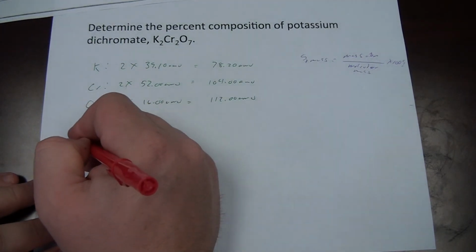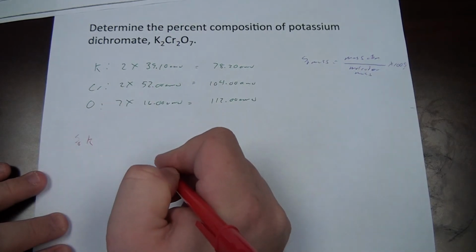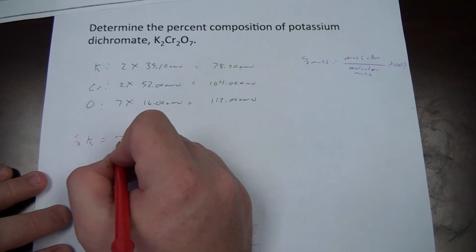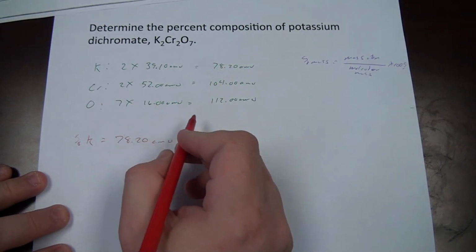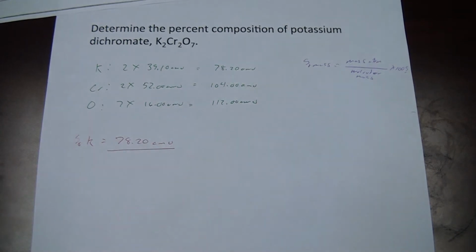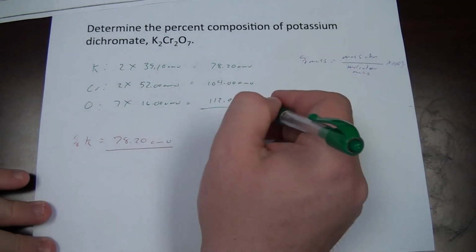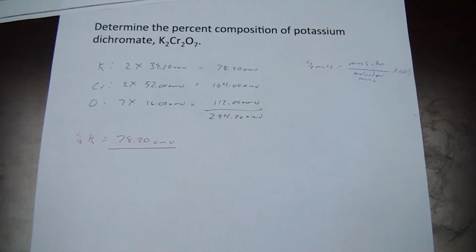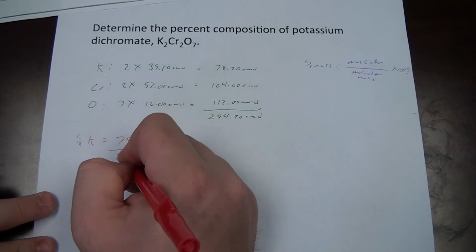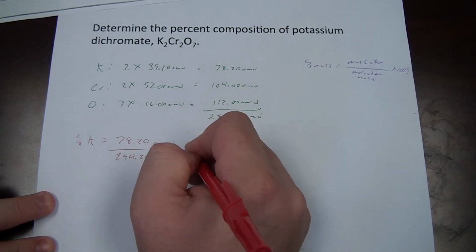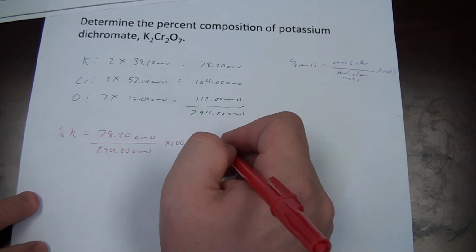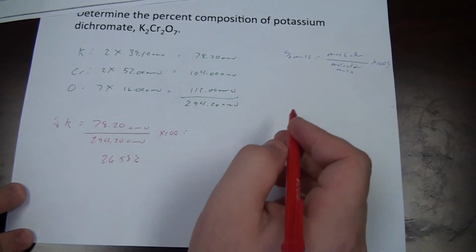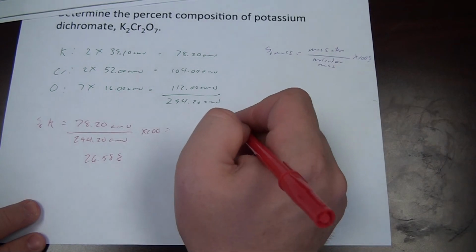So we're going to calculate the percent of potassium, which is equal to the mass of potassium present, 78.20 AMUs, divided by the molecular mass. And if we add all of these up, we get 294.20 AMUs. Times that by 100, we get 26.58%.